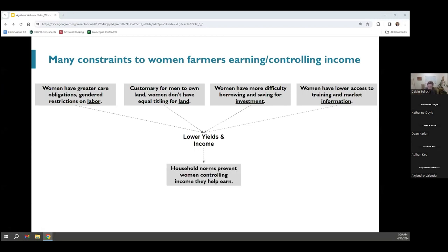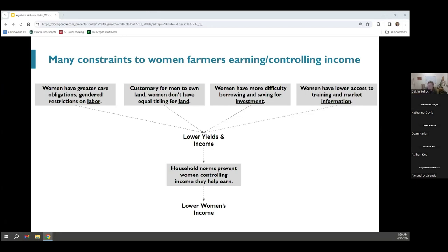One interesting point, though, in returning to this issue of control of income is that even if we solved all of these problems, even if women's technical productivity was identical to that of men, there are still more barriers in between that and women controlling the resources that they produce, in the way that I think is one of the interests of this project. Household norms may prevent women from controlling income that they help earn, which is why we included that second outcome measure in this whole review. And that is yet another barrier that lowers women's effective income, control of income, in agri-food systems.